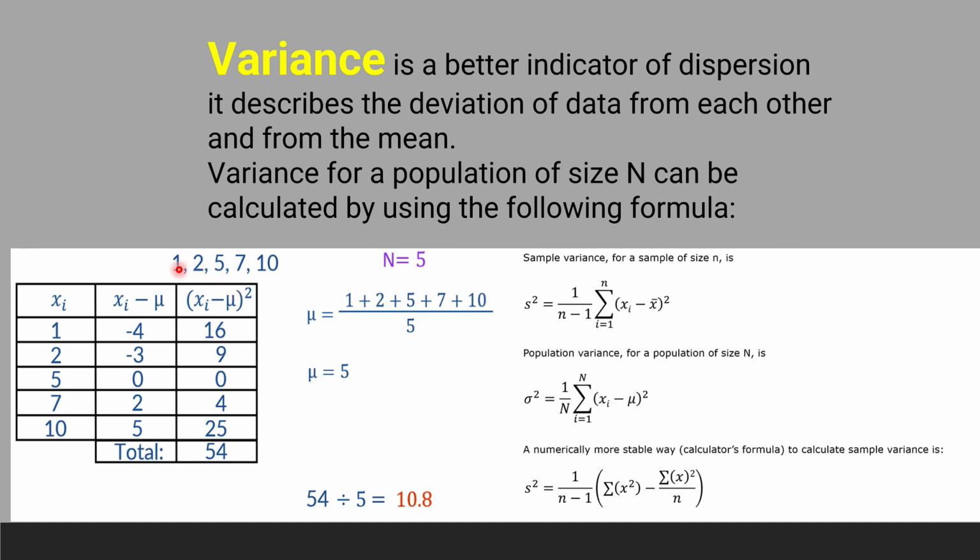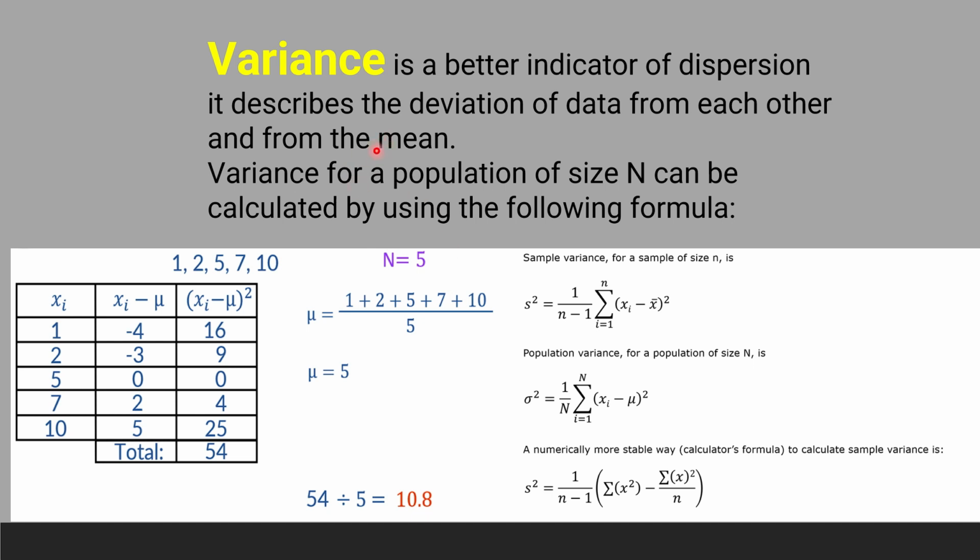So this is the data, that is 1, 2, 5, 7 and 10. Its mean is 5. So what we have done here is xi minus mu, where mu is the mean, and xi is the original element. So we subtract the mean from the original element and then we square it. After squaring, whatever sum we get, we divide by this number. So 54 divided by 5, that is 10.8, and that is nothing but the variance.